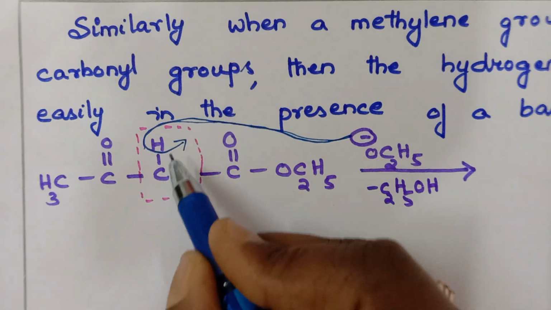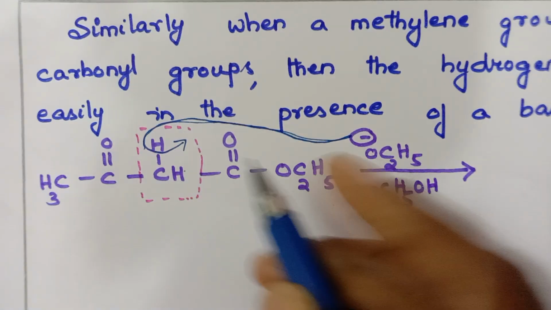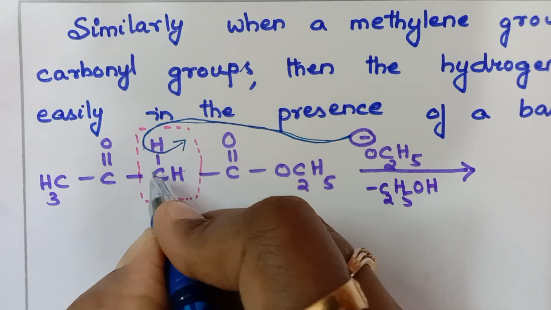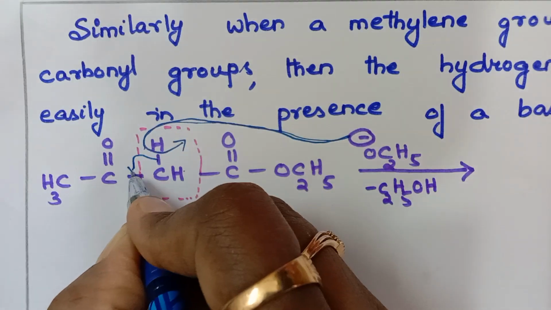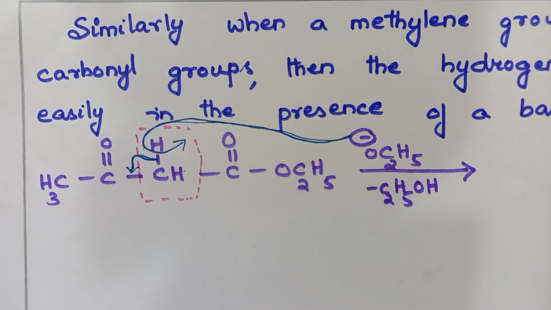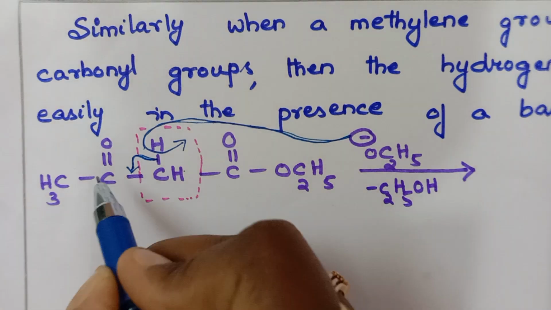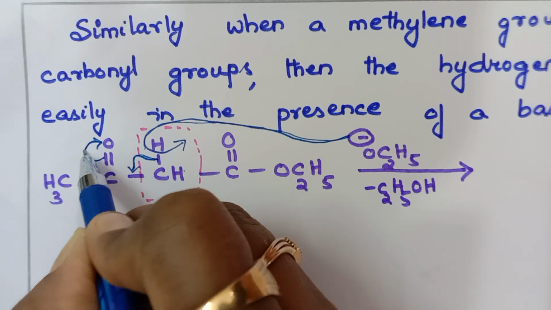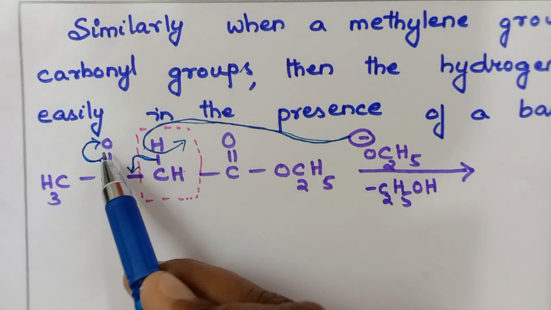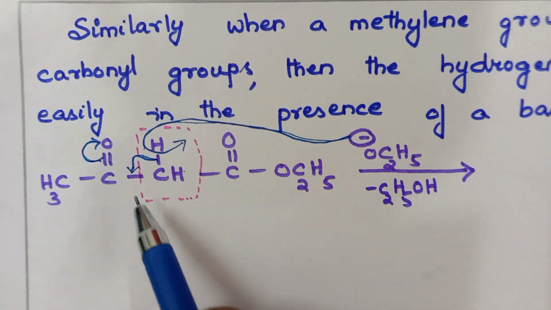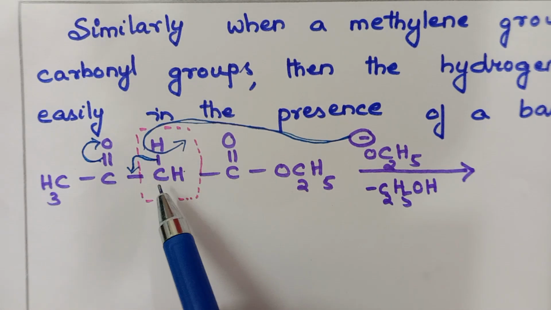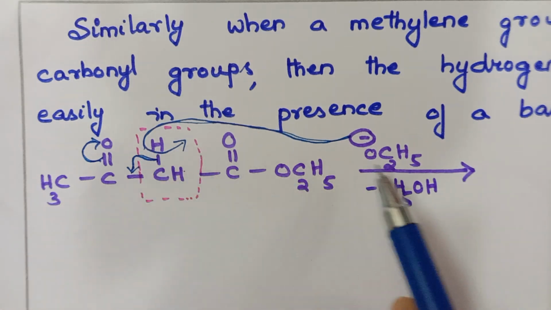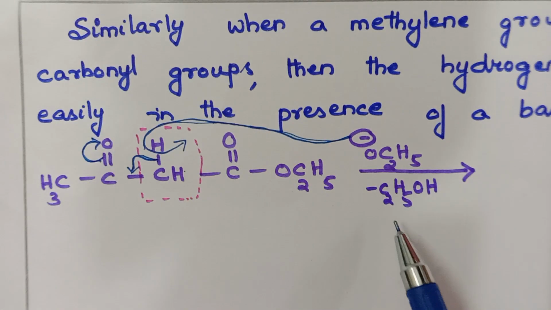Next, what happens when this H is going out as H plus? Now this bond moves in between these two carbons. Okay. Next, this bond will be shifted towards oxygen, by which oxygen acquires negative charge. Here a double bond forms, and now this hydrogen is not there on this carbon. So it is going with the OC2H5 minus, coming out as C2H5OH.